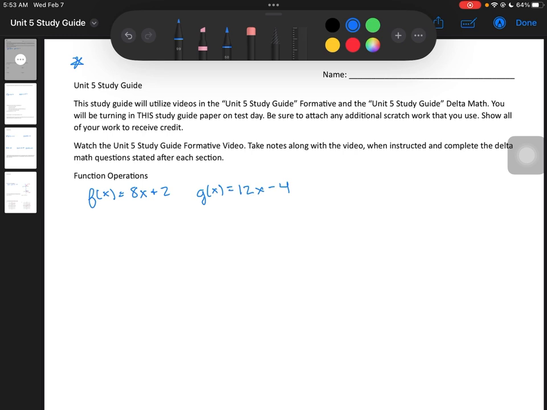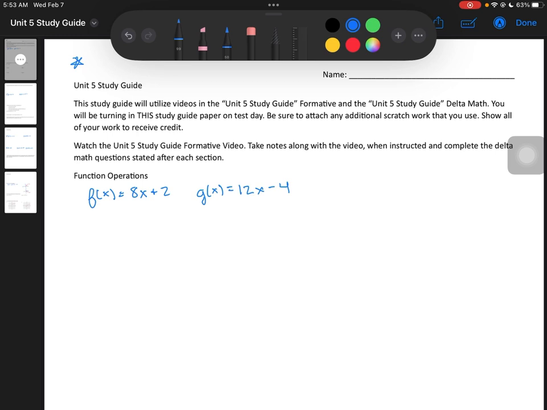So I'll be doing some examples, then for questions that aren't in Delta Math, you'll have some practice problems on this page and you can use Formative to check your answers for those problems. So, if you finish today, I would recommend keeping it and turning it in on test day, since test day is when it's due. That way you can have it to study with over the weekend.